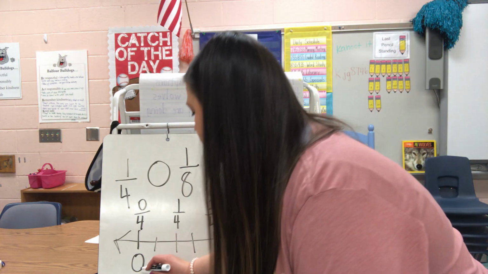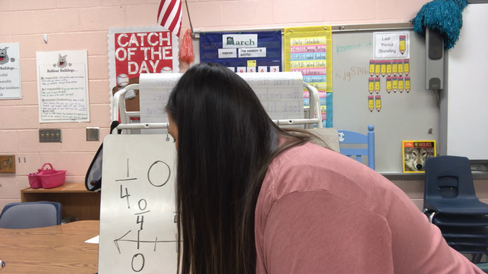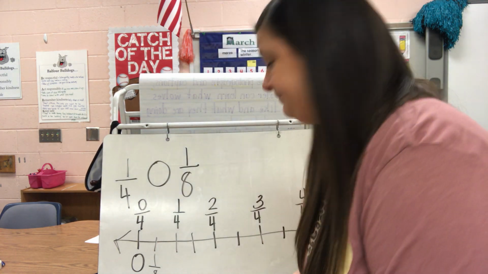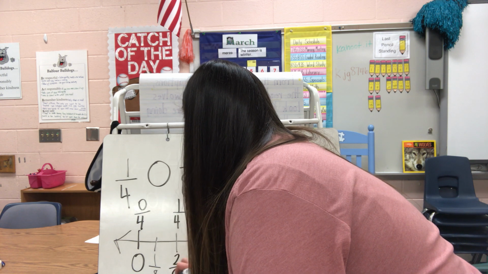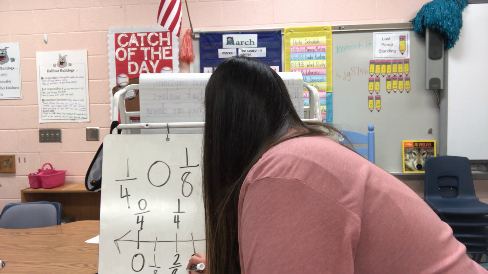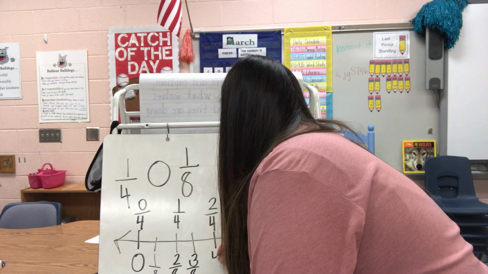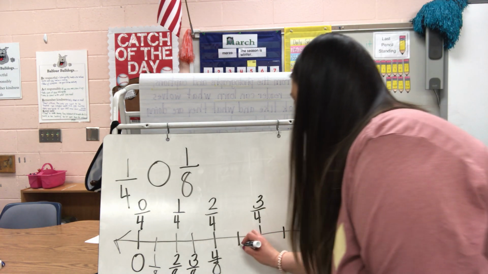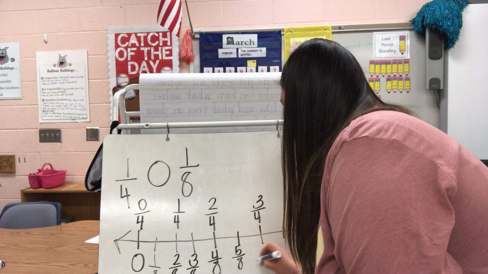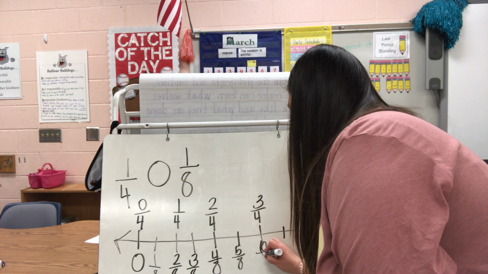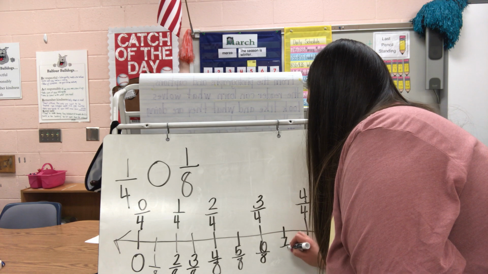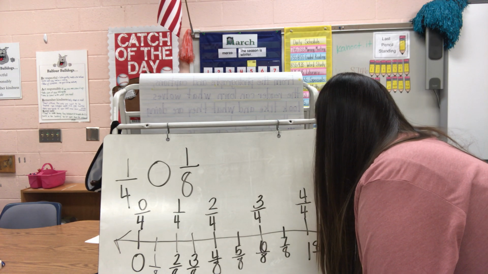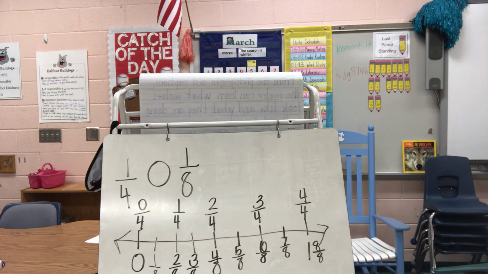Well, at 0, we would have 0/8, 1/8, 2/8, 3/8, 4/8, 5/8, 6/8, 7/8, and 1 whole would be equal or equivalent to 8/8.